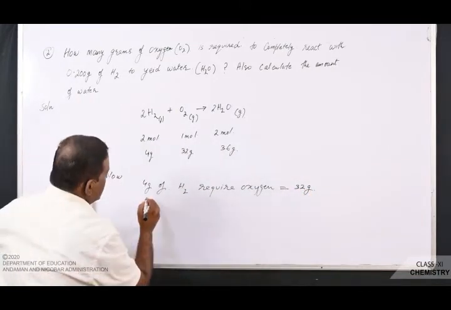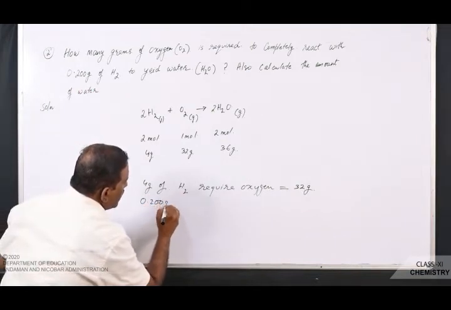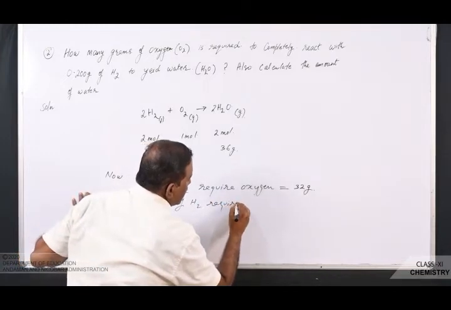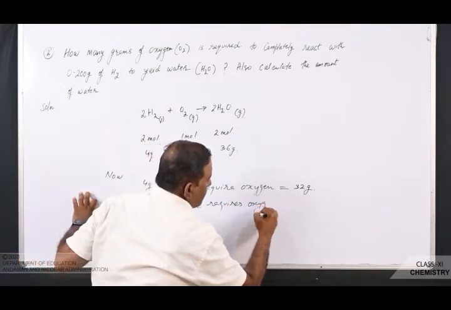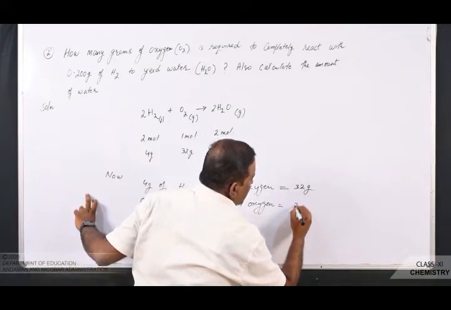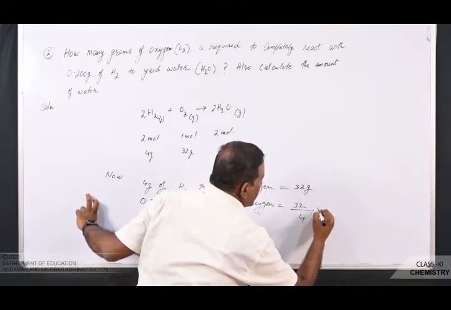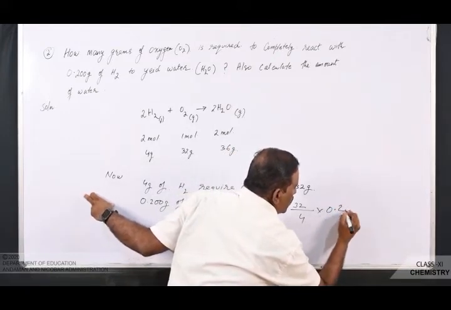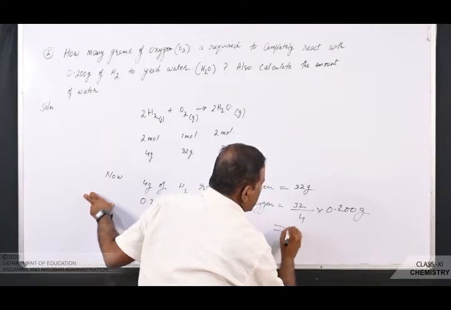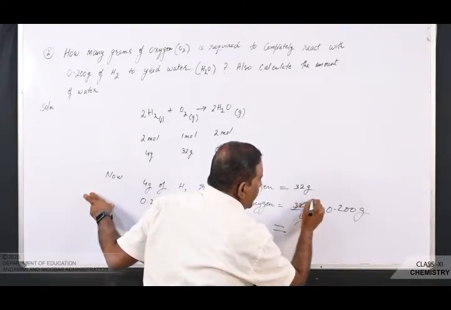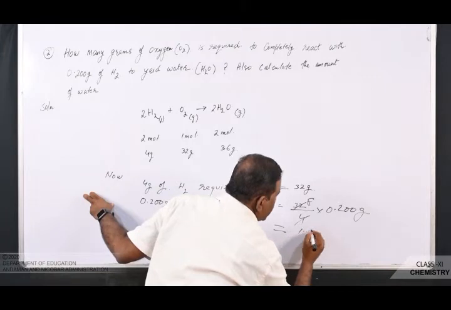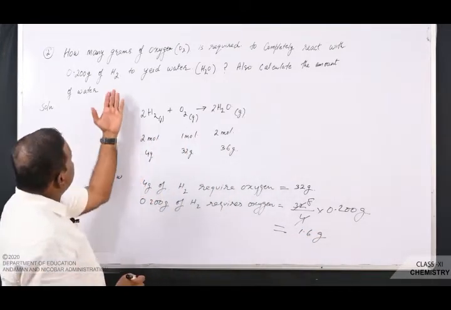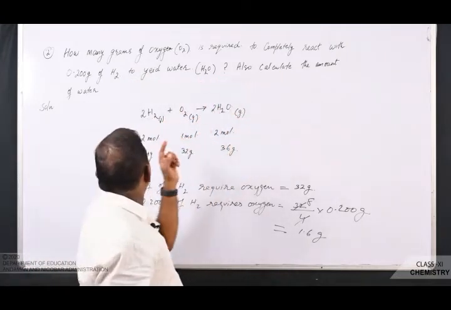So according to the question, 0.200 grams of H2 requires oxygen equal to 32 by 4 into 0.200 grams, which is equal to 1.6 grams. Am I clear?